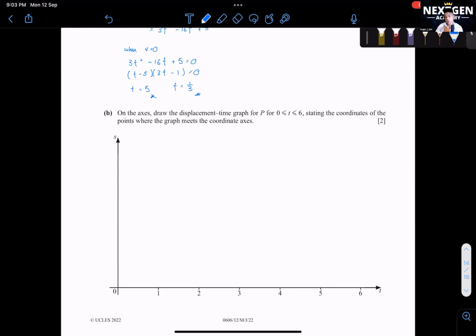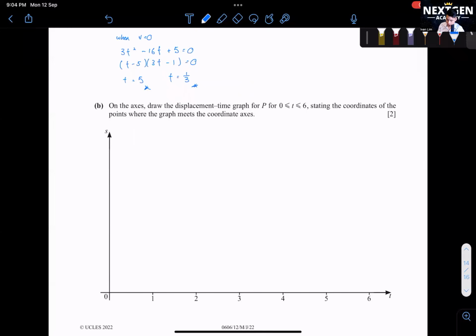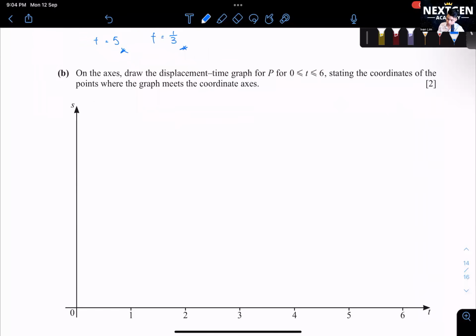Okay, but actually, no, doesn't make sense also. Actually, it's nothing to do with, you just need to look at the equation. We are not trying to interpret, we are not trying to convert it. So you just need to look at this. They say, draw the displacement time graph for p0 to 6, stating the coordinates of the points where the graph meets the coordinate axis. I think most students actually just overthink this question.